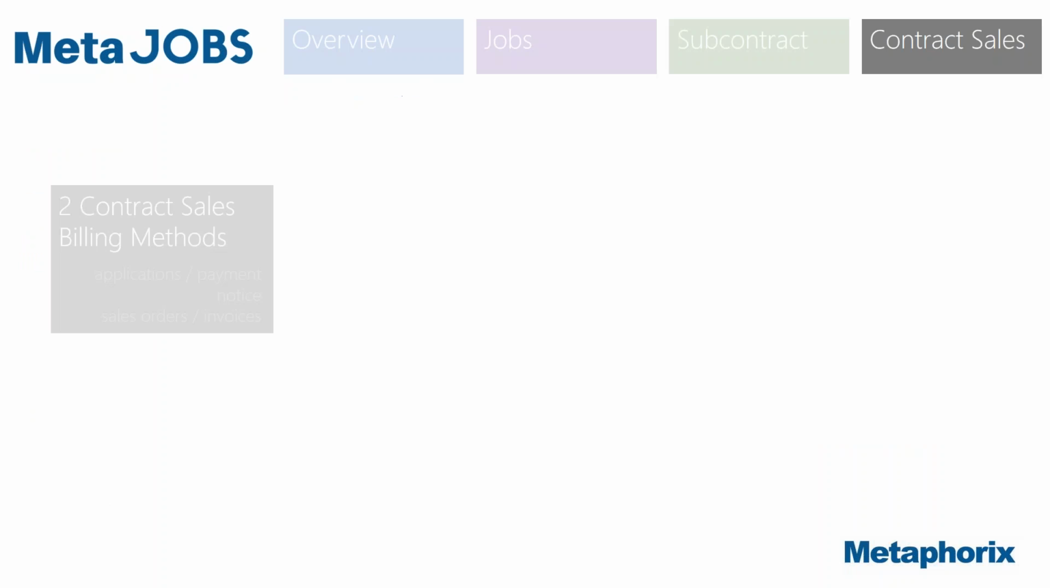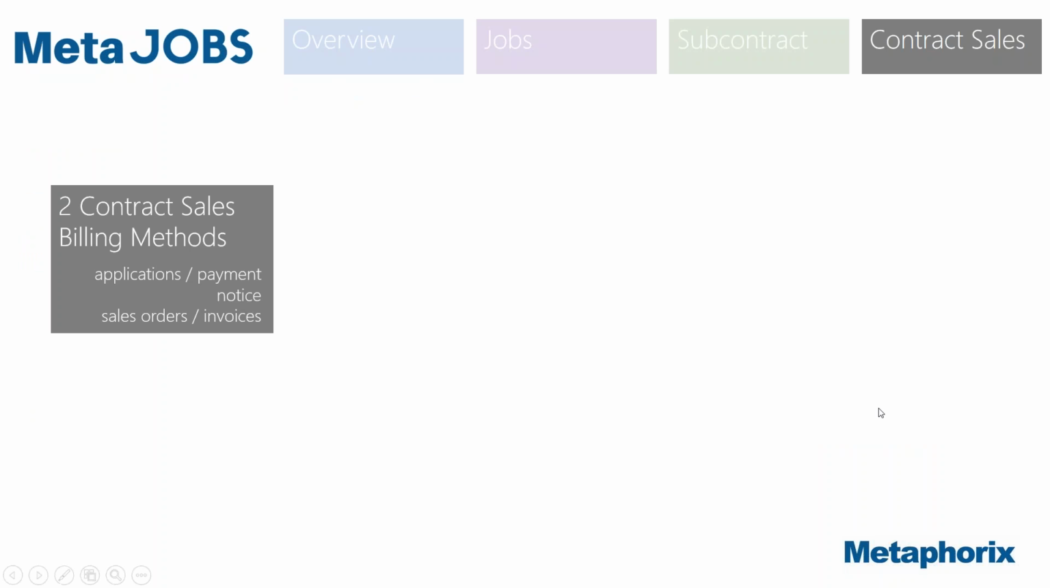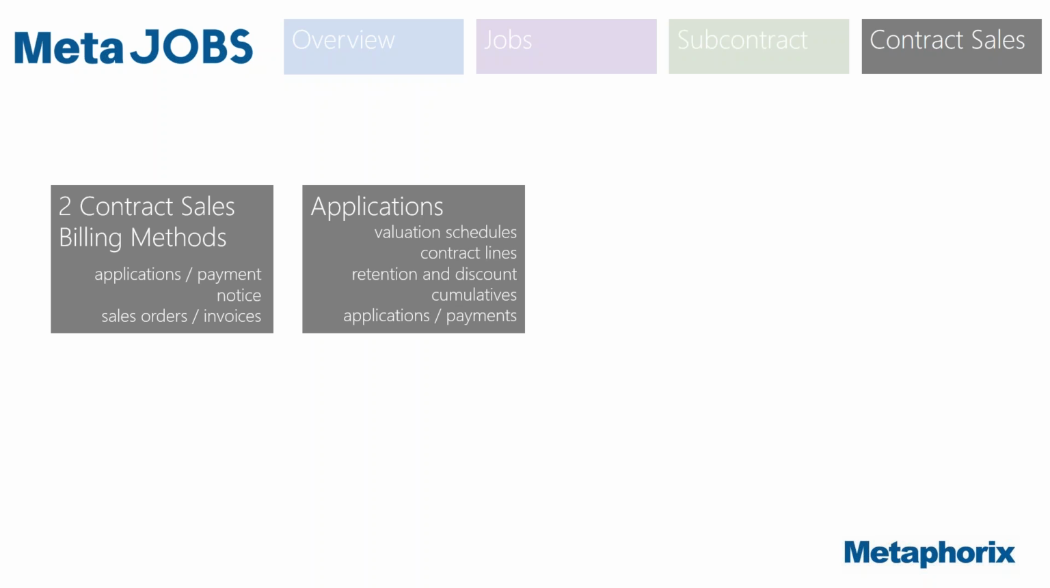the last section we've got here is on contract sales. So basically there are two contract sales billing methods, and the key one really is the first one, which is applications and payment notices. We've also got contract sales orders. If you've got a sales order, you can allocate it to a contract, into a task line, into a planning line as well, which is something the standard NAV doesn't do. But the key one here is the applications and payment notices.